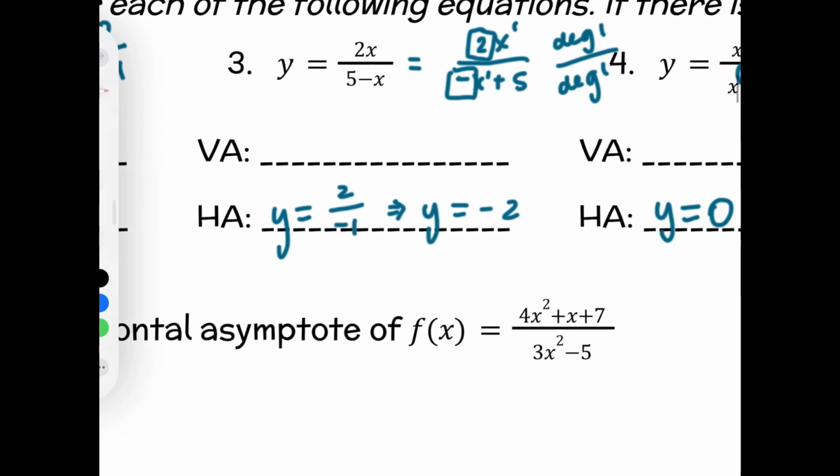All right, for number 3, set the denominator equal to 0. We have 5 minus x equals 0. If we solve that for x, x would just equal 5.